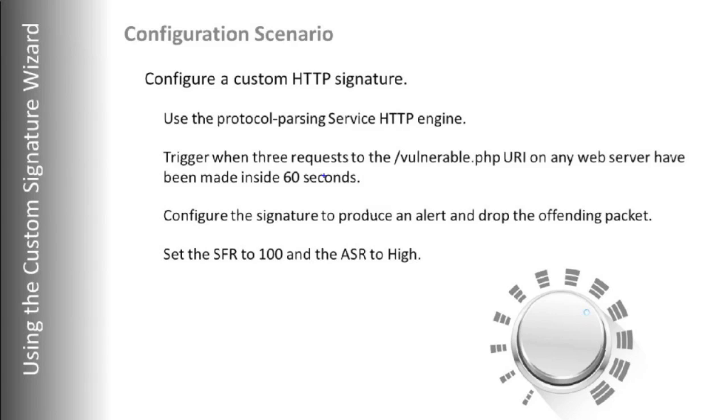And we decide, oh yeah, there's that protocol parsing service HTTP engine. Yeah, that's right. We've got a signature engine that is designed to watch very closely over our HTTP traffic. So that'll be a perfect engine for us to use. We're going to trigger this signature when there are 3 requests to /vulnerable.php on any of our web servers inside of a 60-second interval.